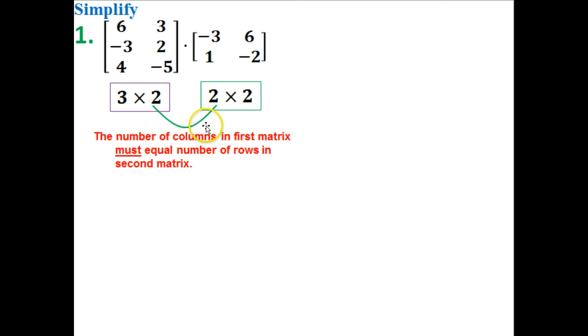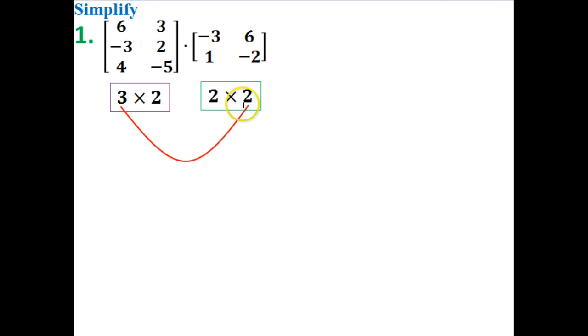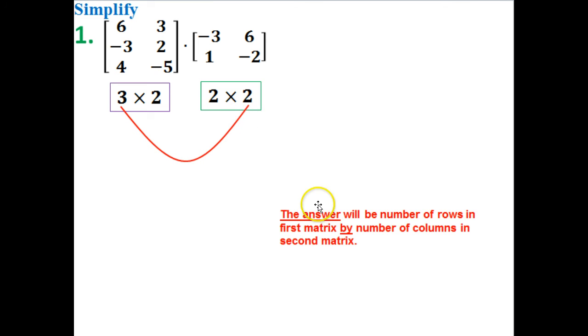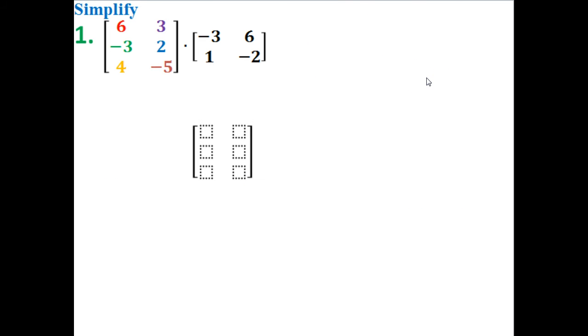Now, when we do multiply these two, these outside numbers here are going to be what the type of matrix is. In other words, it's going to be the number of rows of the first matrix by the number of columns in the second. This one is a 3 on the outside and a 2 on the outside, so our answer is going to be a 3 by 2 matrix. A 3 by 2 matrix basically looks like this: 3 rows and 2 columns. So we've got that down here.